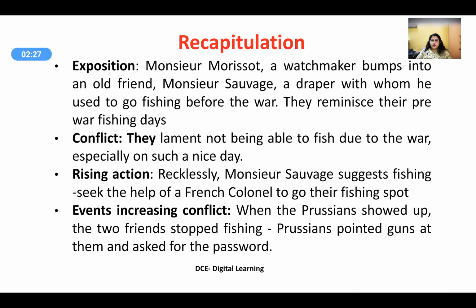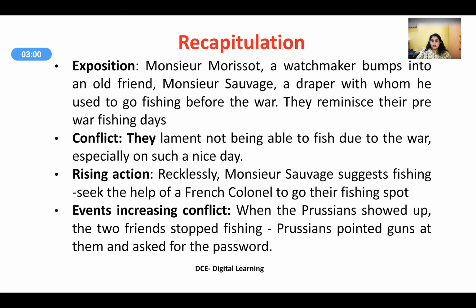Recapitulation. Let us now try to recapitulate what we learnt in the previous session. In the previous session, the elements of the plot were discussed in relation to the short story Two Friends by G. Maupassant. As we are familiar by now, the elements of the plot are as follows. Exposition. Exposition is the beginning part. It gives us a background of the setting, the place where it occurs, who the characters are and where it all starts. You can even say that exposition is the beginning point.